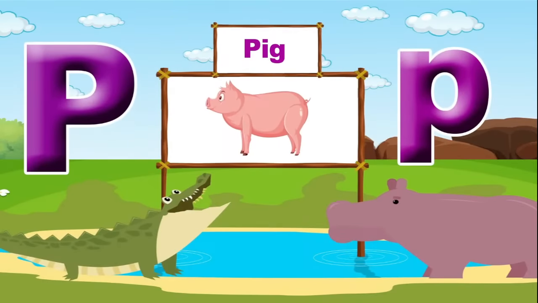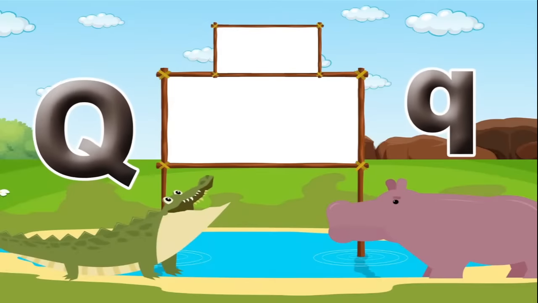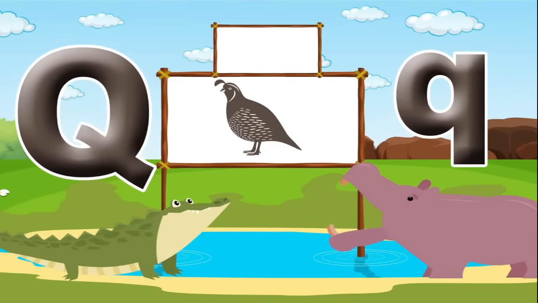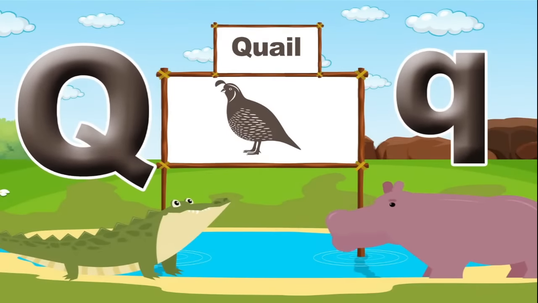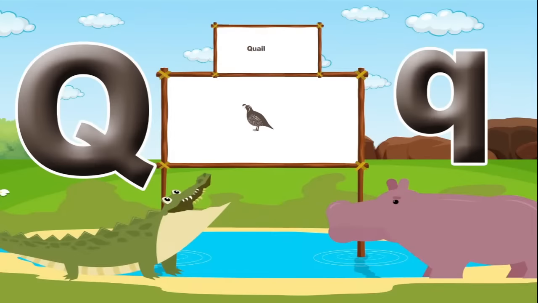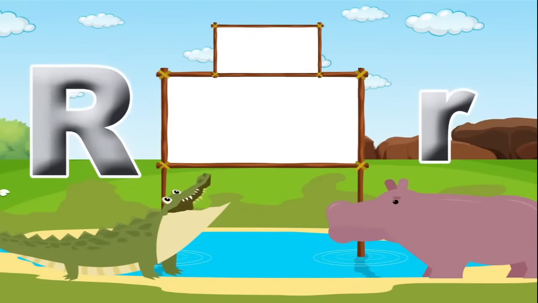P-p-pig. P, pig. Q is for quail. Q-q-quail. Q, quail. R is for rhino.